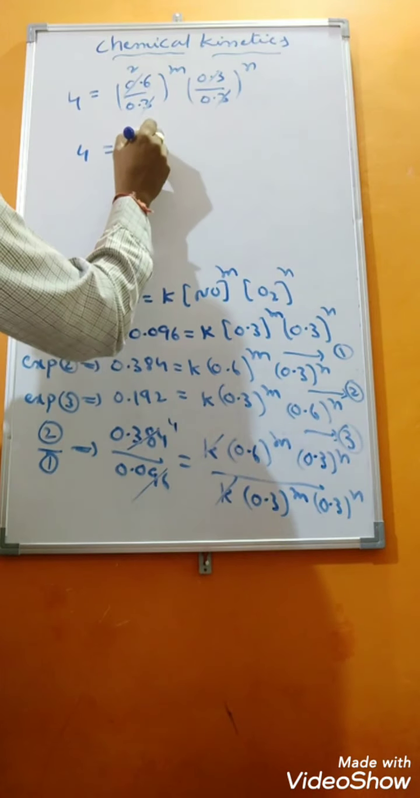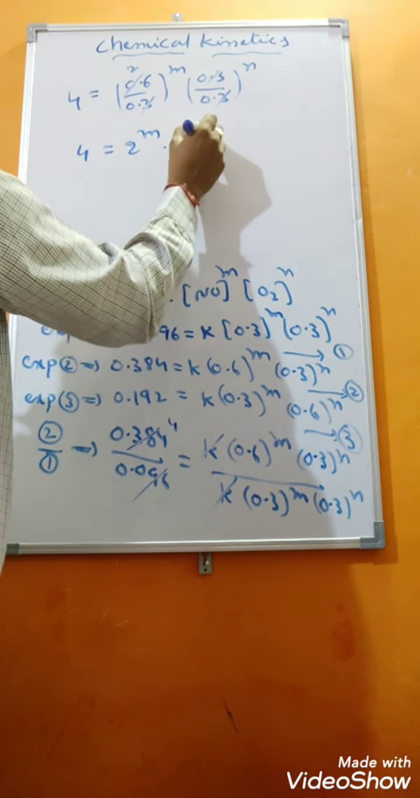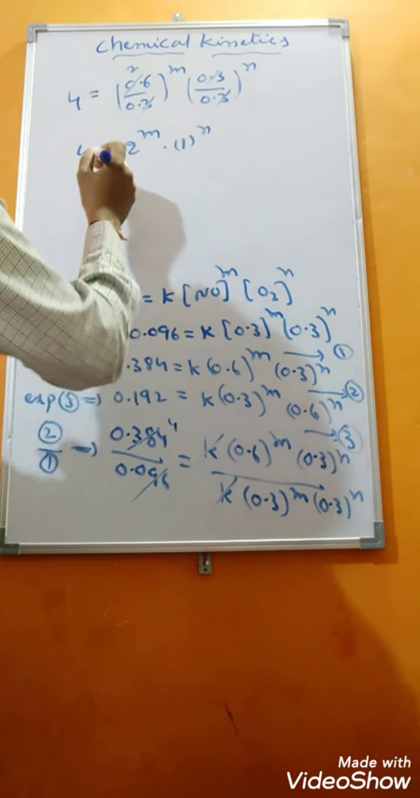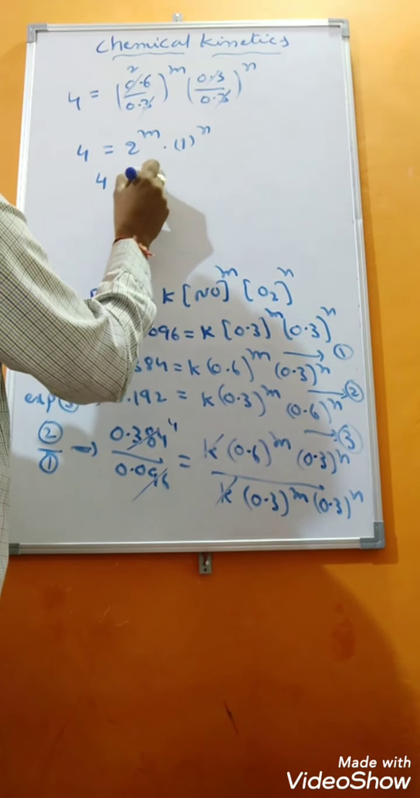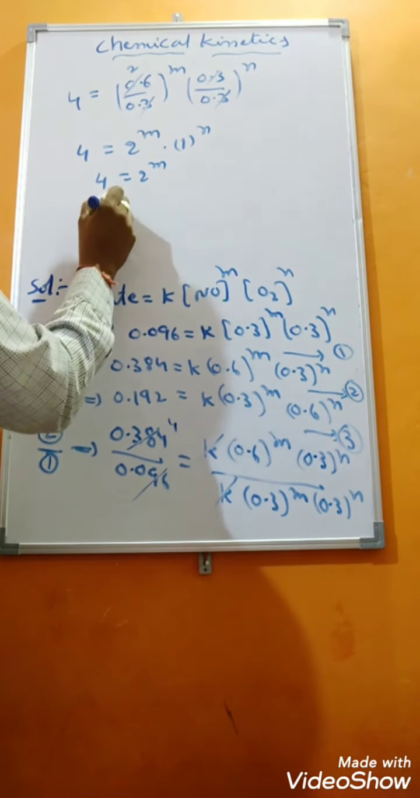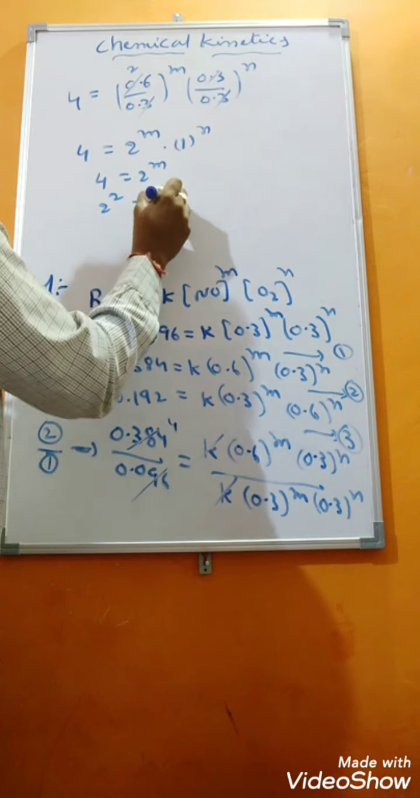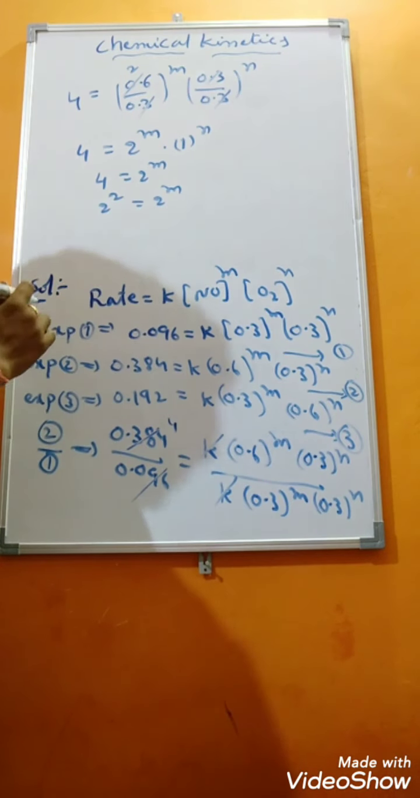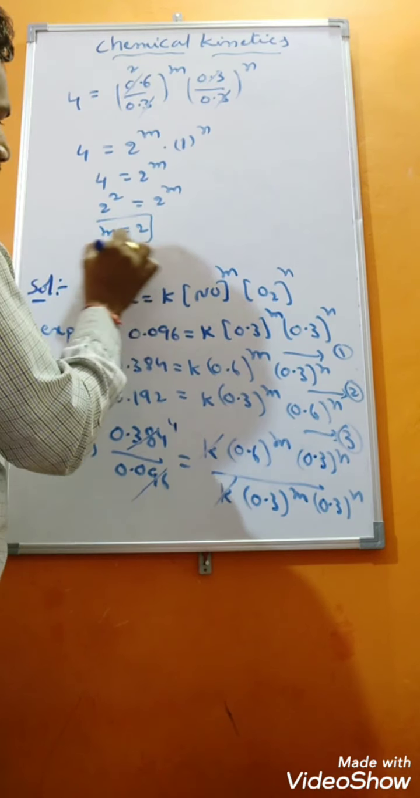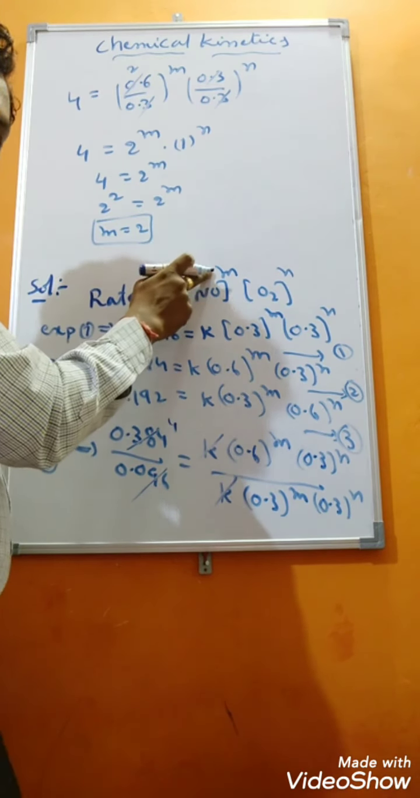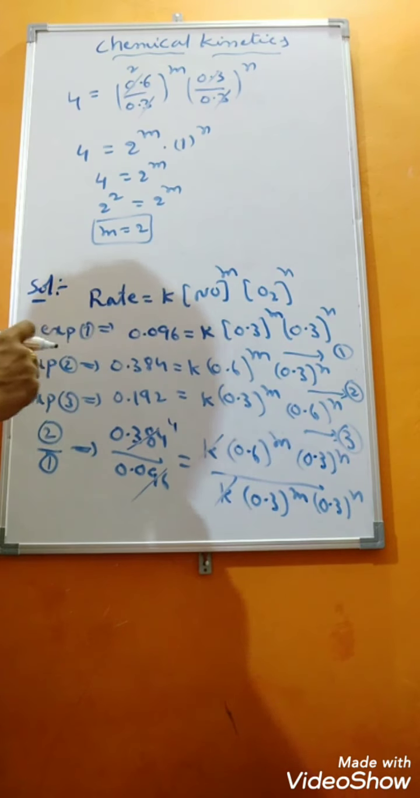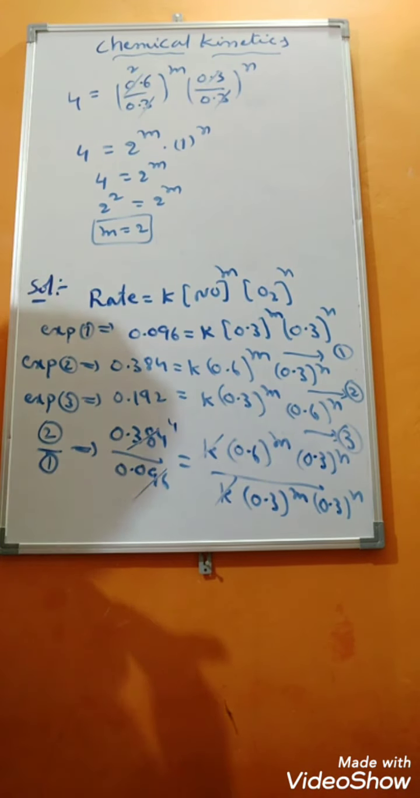Then what will you get? 4 is equal to 2 power m whole 1 power n. 1 power anything is 1, we already know that. So 4 equals 2 power m, students. Then 4 is nothing but 2 square, so 2 square equals 2 power m. Bases are the same, so we can equate the powers. Then m equals what? The m value is 2. In place of m we can write 2. In place of n, how much we need to write, that also we will discuss.